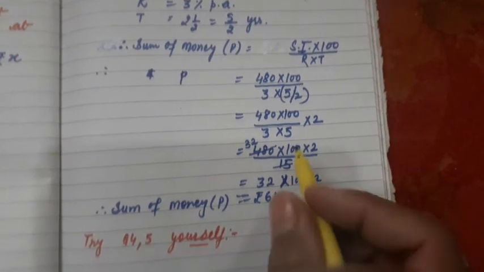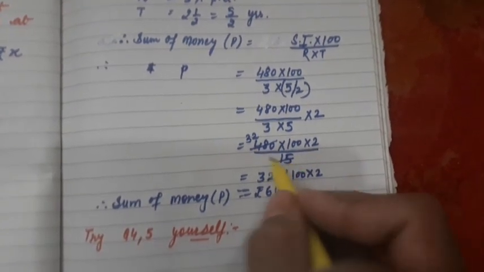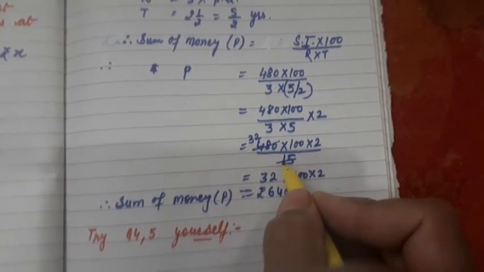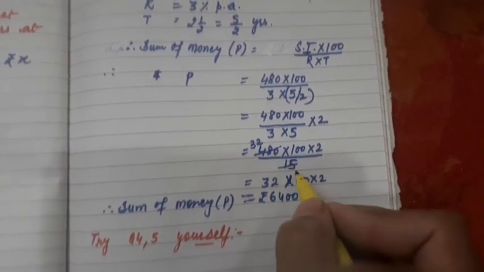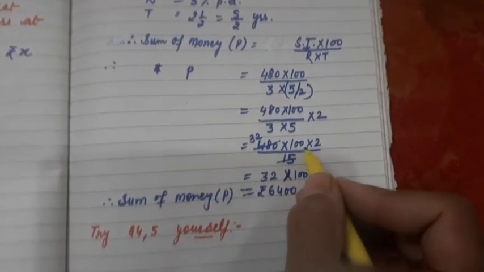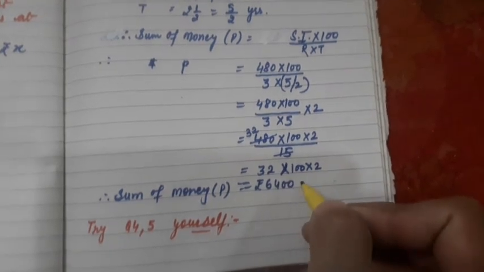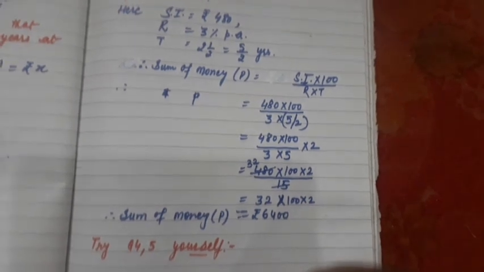After this, we will calculate. 5 3s are 15 and 15 32s is 480. 15 1s are 15, 15 3s are 45. 3 is there, 30 becomes, 15 2s are 30. So it is 32 into 100 into 2. 32 2s are 64, 6400 it becomes. Therefore, the sum of money becomes equal to 6400.